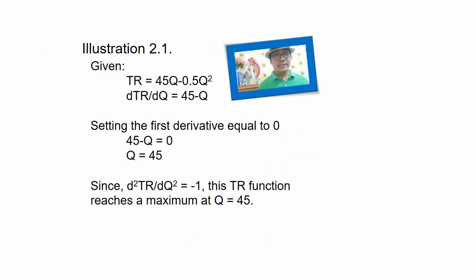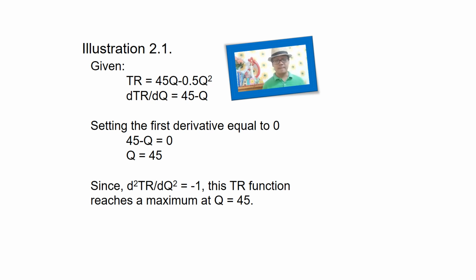Geometrically, the derivative refers to the slope of the function, while the second derivative refers to the change in the slope of the function. The second derivative is used to distinguish between points of maximization and minimization. It is always negative when evaluated at a point of maximization and positive at a point of minimization.